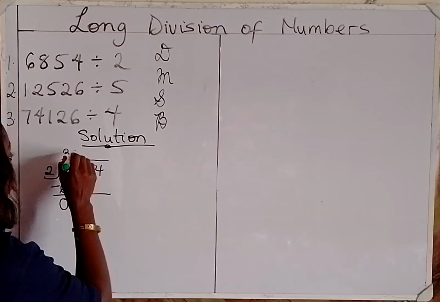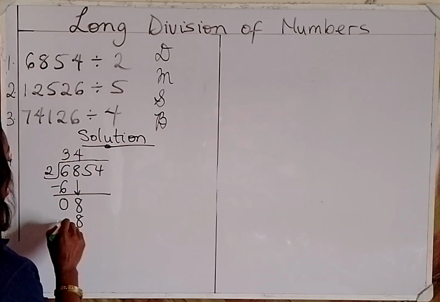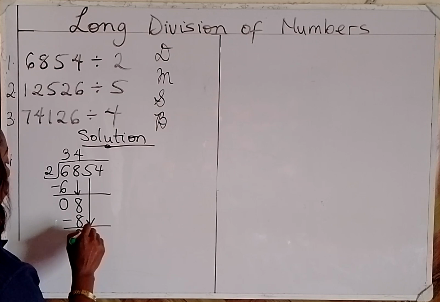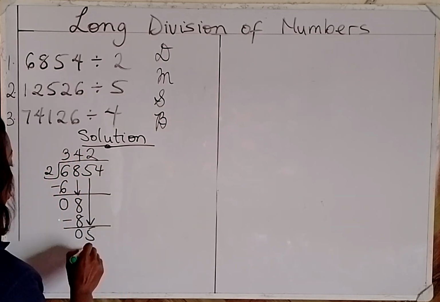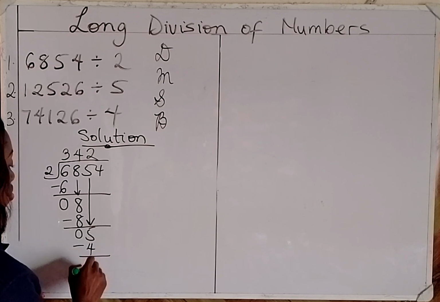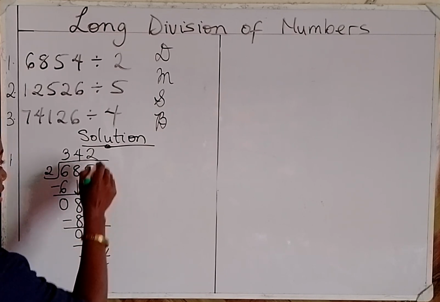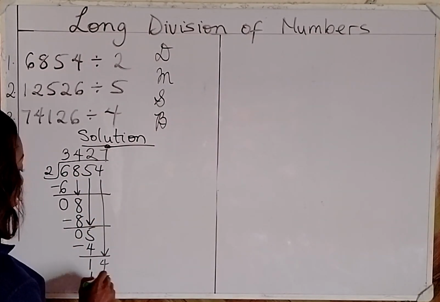Then 8 divided by 2 gives us what? 4. Then multiply. 4 times 2 is 8. We subtract, we have 0. Bring down 5. 5 divided by 2 is 2. 2 times 2 is 4. We subtract, we have what? 1. Bring down 4. 2 into 14 is 7, right? 7 times 2 equals 14, and then we subtract, we have 0, 0.